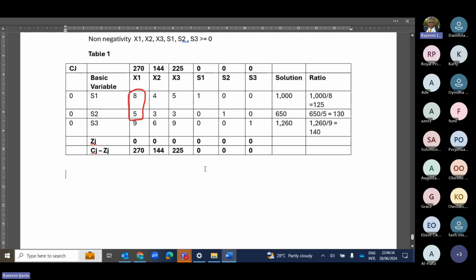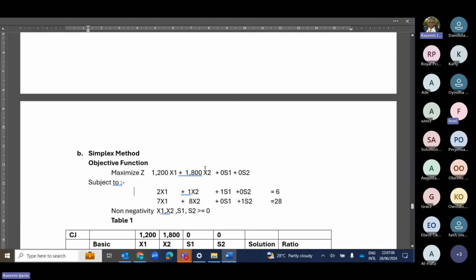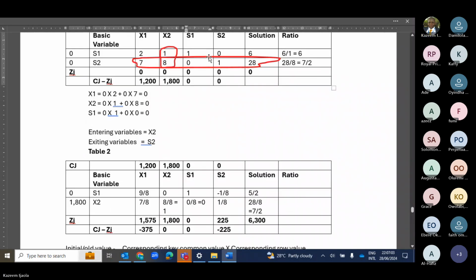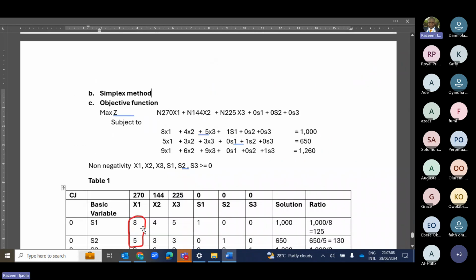So we have the exiting row, exiting variable is equal to S1. Entering variable is equal to what? What's entering? Exiting is S1. Entry is X1. Okay, X1. Let me also cycle it, like this.